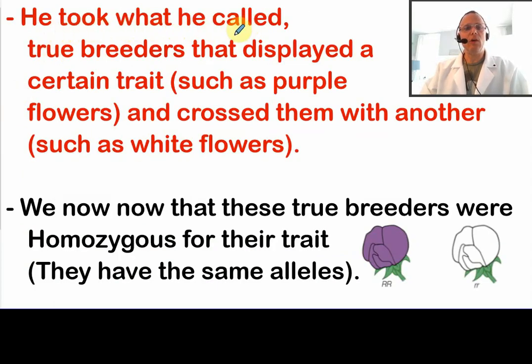He took what he called true breeders that displayed a certain trait, such as purple flowers, and crossed them with another, such as white flowers. We now know that these true breeders were homozygous for their traits. They had the same allele. So this purple flower had big R, the dominant gene, and the white flower had little r, the recessive.